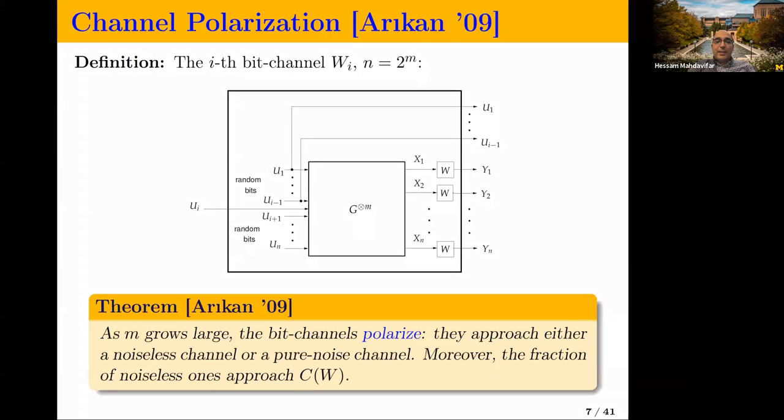Basically, Arikan proved that as n grows large, the bit channels polarize, meaning that they approach either a noiseless channel or a pure noise channel. Also, the fraction of noiseless channels approaches the capacity, and that's how we can construct capacity-achieving polar codes: by assigning information bits to the indices of the noiseless ones, and the rest of the bit channels are fixed to zero so that the decoder doesn't have to decode them.